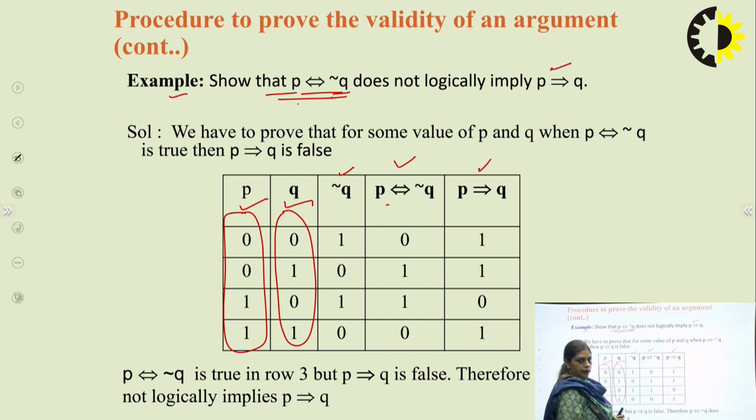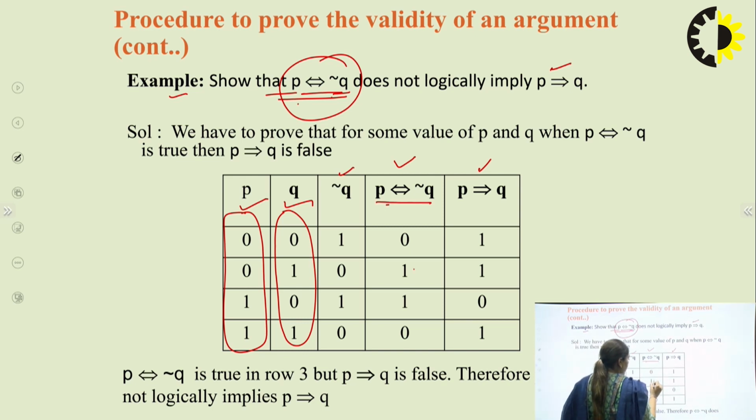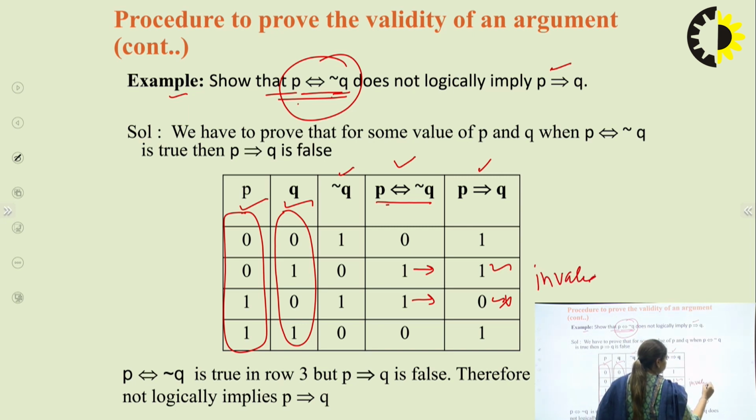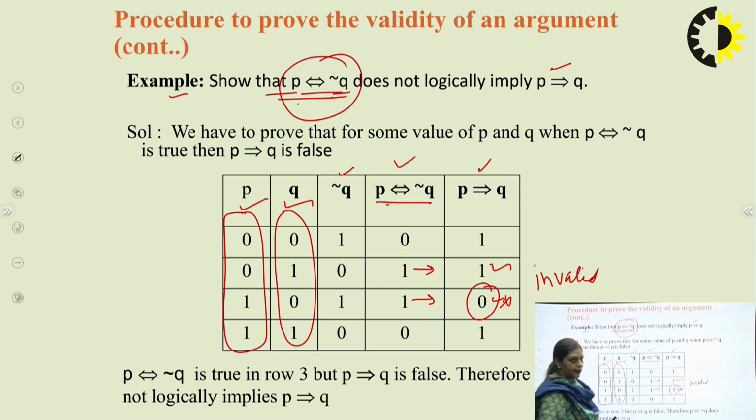Now we have to check the premise. The premise is this one only: P double implies minus Q. It is true here and here. So we have to check only these two rows. The output should be high for both. For this it is high, for this it is low. So that means it is invalid. It should be high here also for validity. P double implies minus Q is true in row 3, but P implies Q is false. Therefore, P double implies minus Q does not logically imply P implies Q.